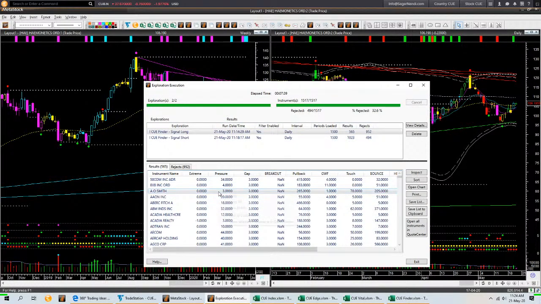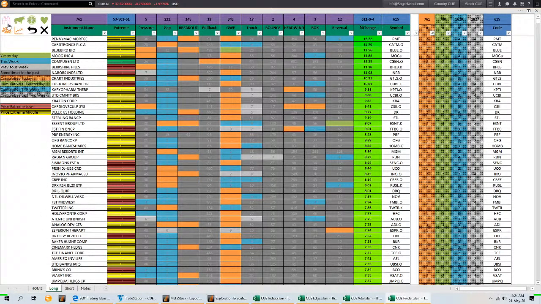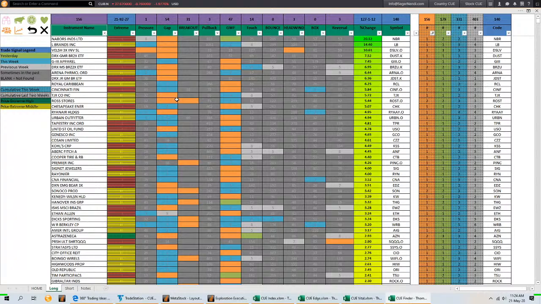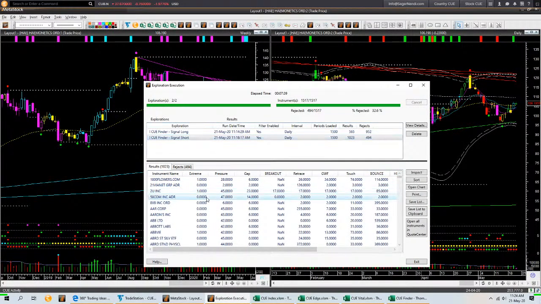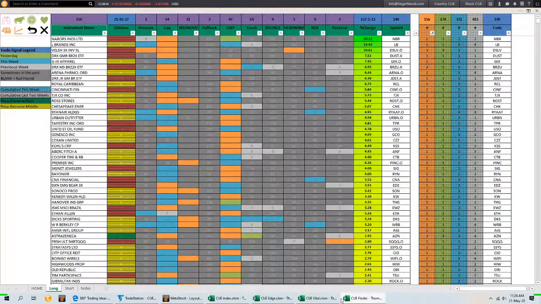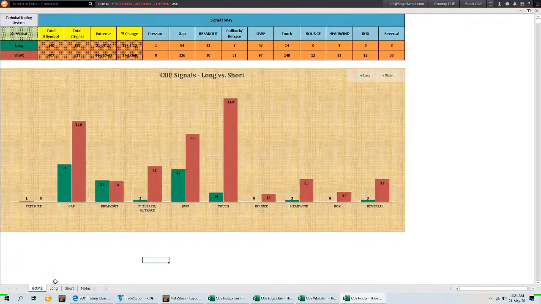I'm going to transfer the data to QFinder. First getting the long data, bullish signals into the long tab. Then I'm going to get the bearish signals to the short tab and look at the overall graph.